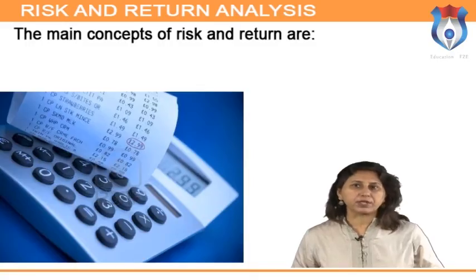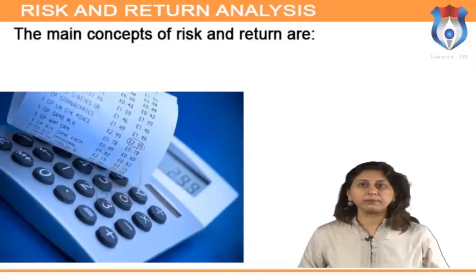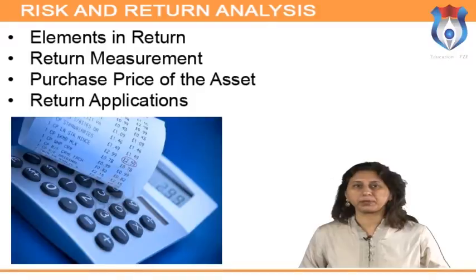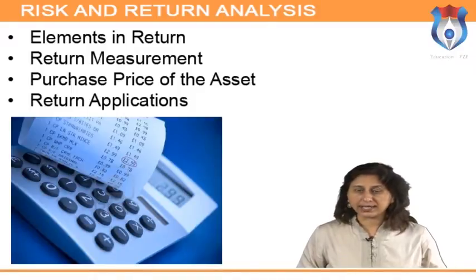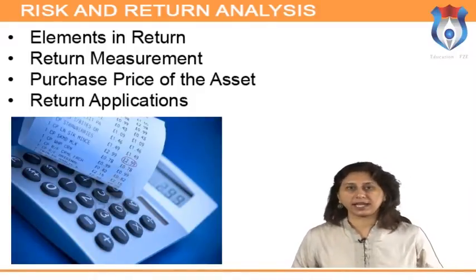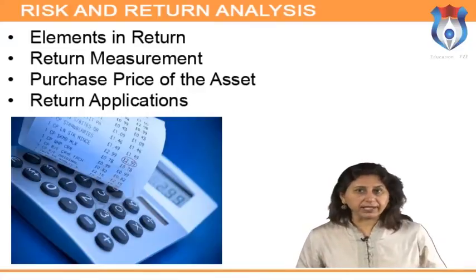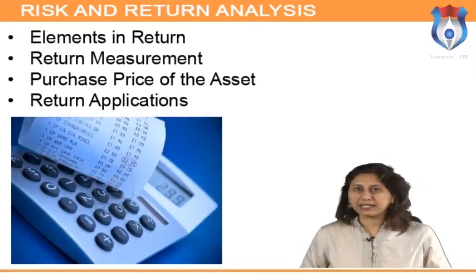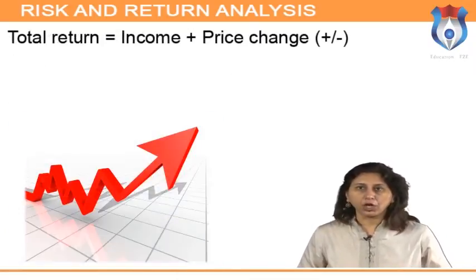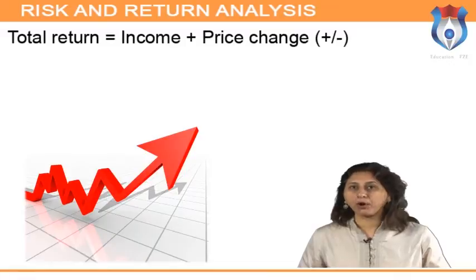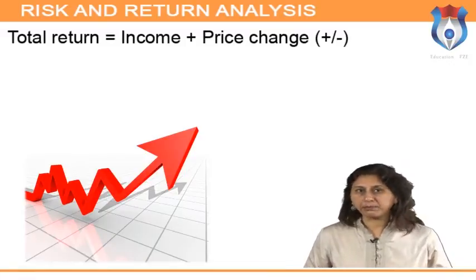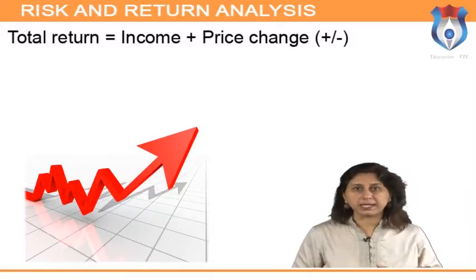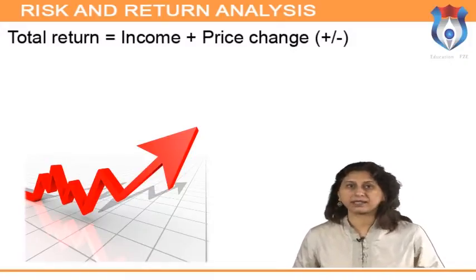The main concepts of risk and return are elements in return. Return on a typical investment consists of two components: periodic cash receipts, and change in the price of the asset. The income from an investment consists of one or more cash payments paid at specified intervals of time. Total return consists of the sum of two components, income and price change. Total return is equal to income plus or minus price change.